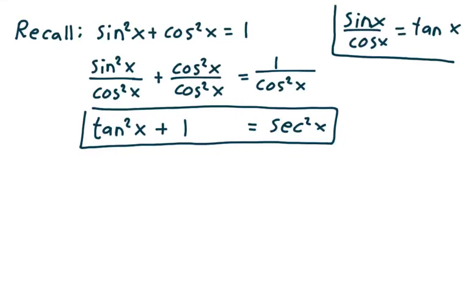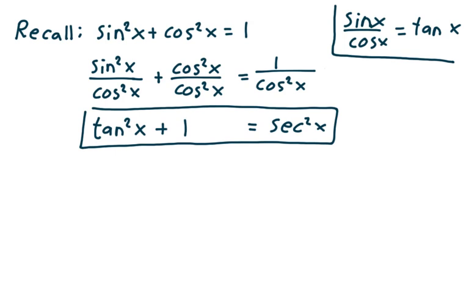In this video, we are going to focus on integrating powers of secants and tangents. Recall, sine squared x plus cosine squared x is equal to 1. If we divide both sides by cosine squared x, we get sine squared x over cosine squared x plus cosine squared x over cosine squared x is equal to 1 over cosine squared x. But sine of x over cosine of x is equal to tangent x. So sine squared x over cosine squared x is equal to tangent squared x.